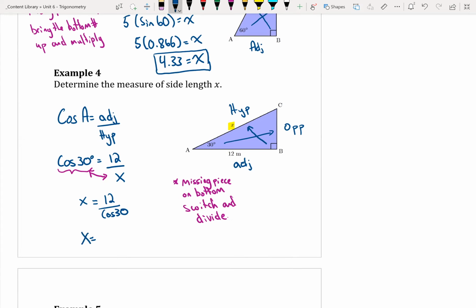Again, I could do this step by step. I could figure out what cosine 30 is first, and you may have to. Again, it depends on your calculator, or I can do it all in one step. So 12 divided by cosine 30, I should get 13.86 as my side length. Again, if you want to check to see if this makes sense, well, the adjacent is 12 meters. The hypotenuse is the longest side, so it has to be larger than 12, and 13.86 is larger than 12. So that does make sense.